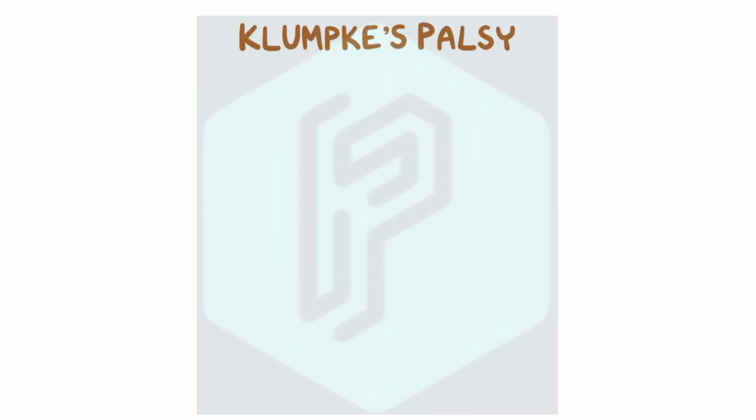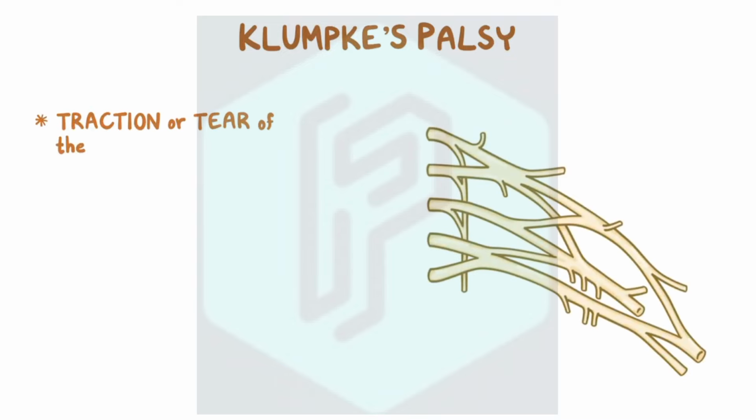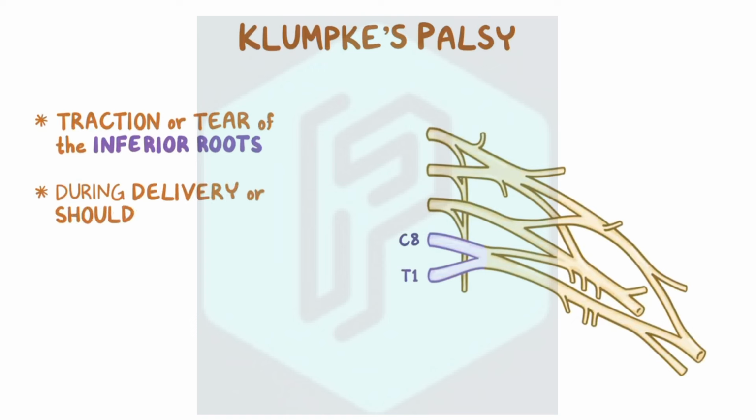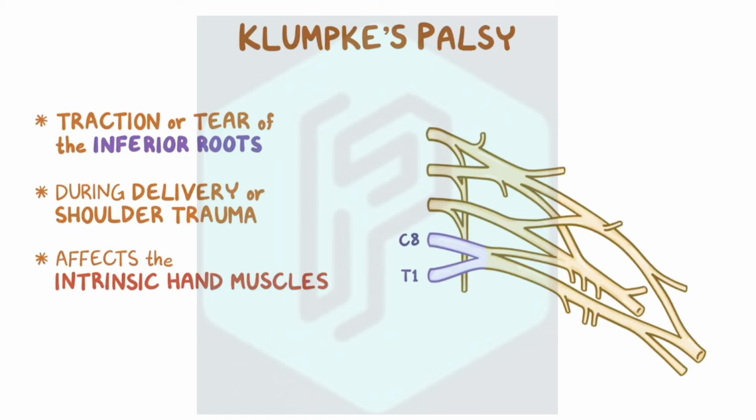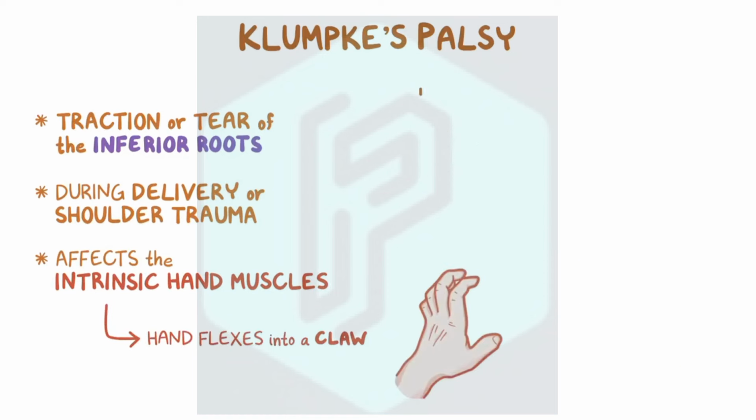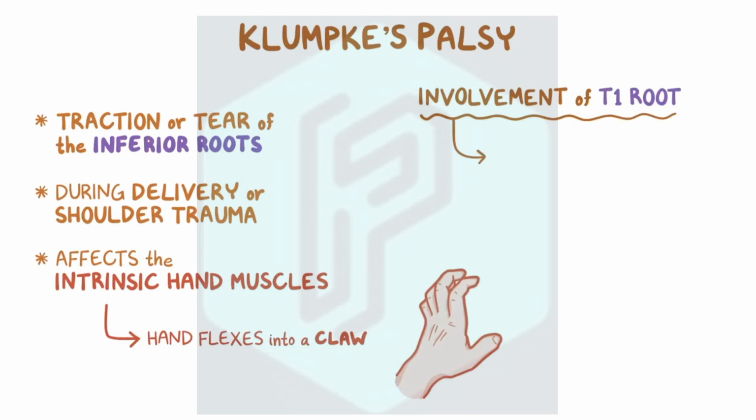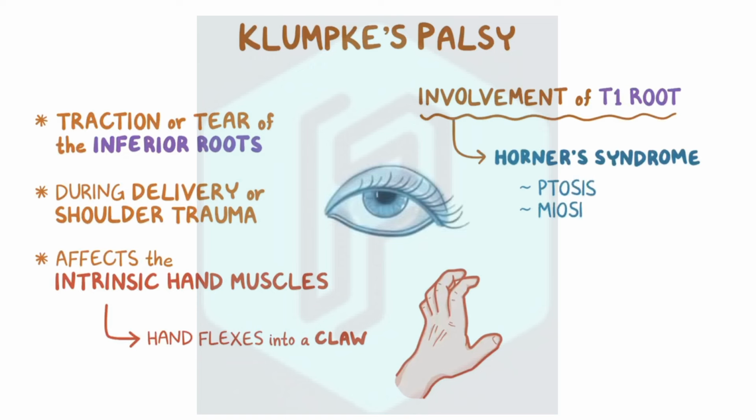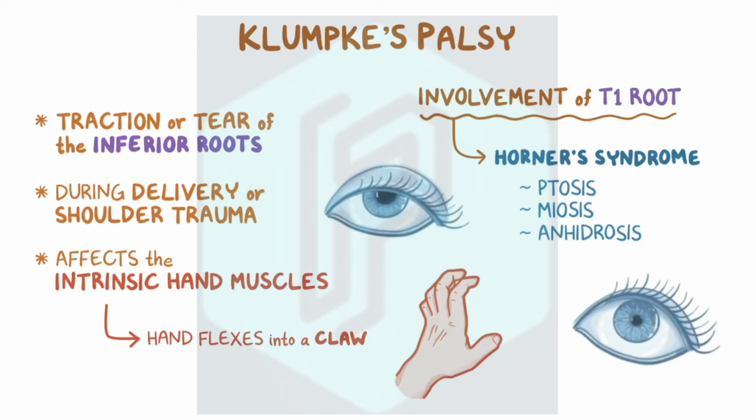Klumpke's palsy occurs when there's traction or a tear of the inferior roots, and also can occur during a delivery or from a shoulder trauma. It mainly affects the intrinsic hand muscles and makes the muscles in the hand flex into a claw. Occasional involvement of the T1 root can lead to Horner syndrome, the symptoms of which include ptosis, or drooping of the upper eyelid, miosis, or constriction of the pupil, and anhidrosis, or the inability to sweat.